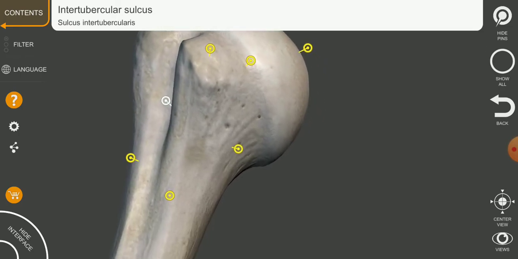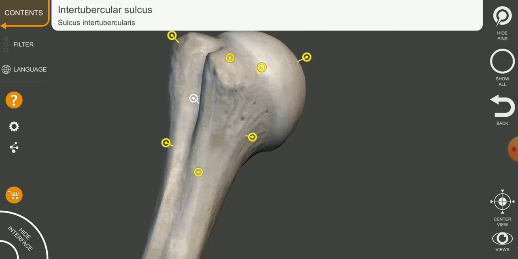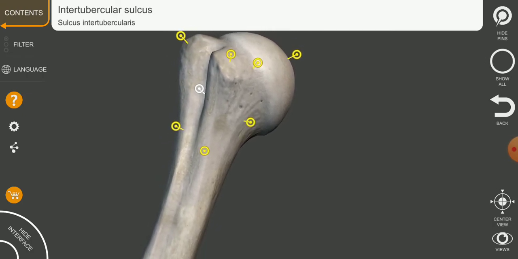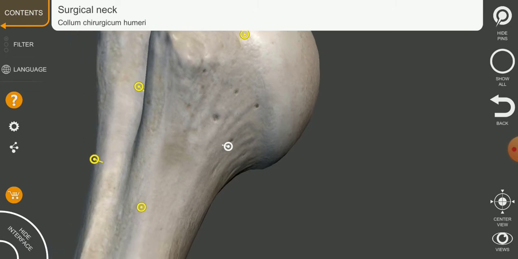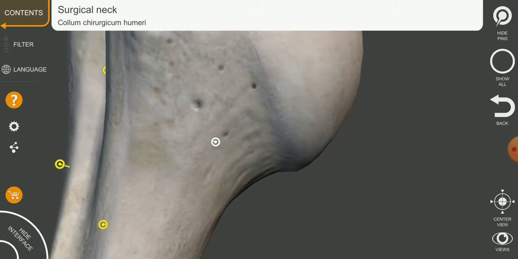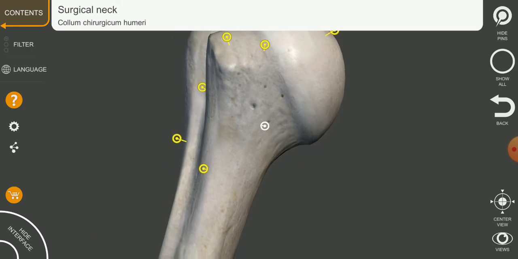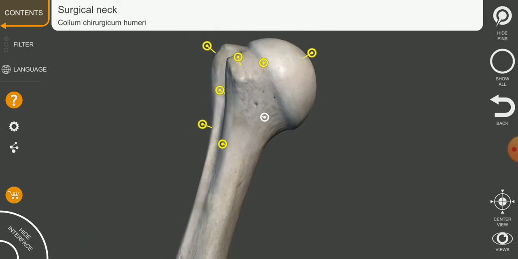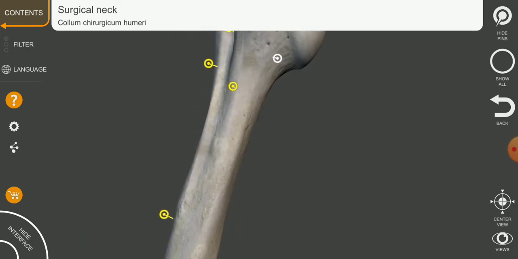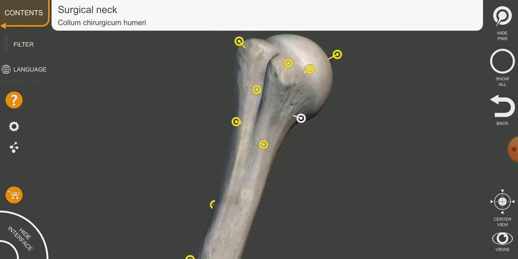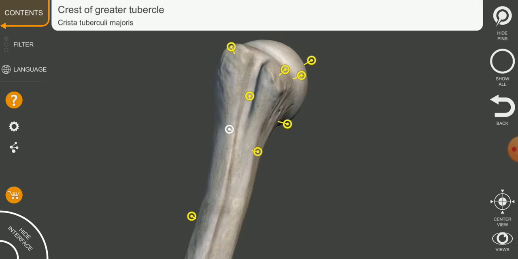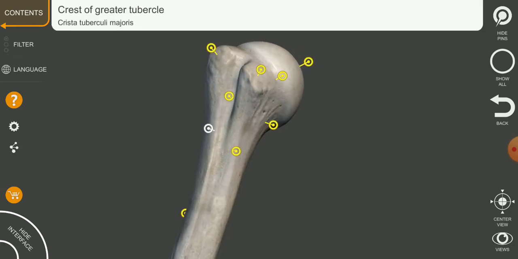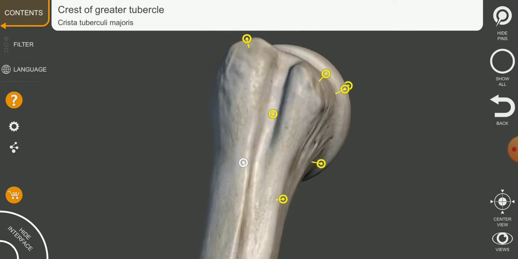The area just below the anatomical neck is the surgical neck. The anatomical neck is at the upper side, and a little below it is the surgical neck of the humerus. Below that, if you go down, there is an area that starts from the tubercle and comes down. This is the crest of the greater tubercle, which starts from the greater tubercle and comes down like this.